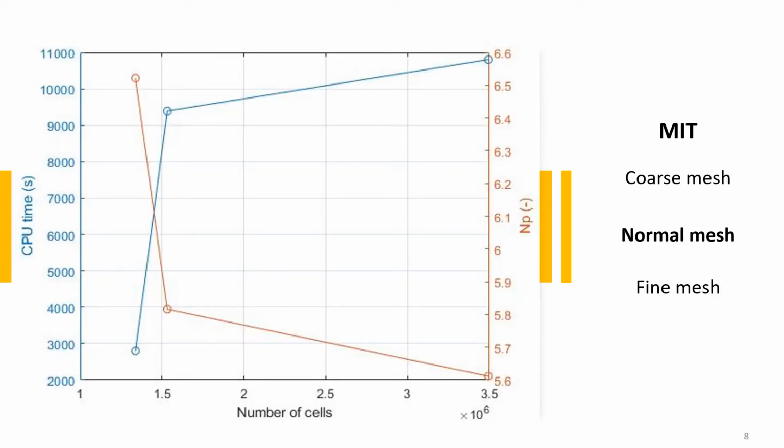In order to select the best mesh to use in the CFD simulation, the results of the MIT were evaluated. As shown in the figure, with a higher number of cells, the CPU time increases. But if we compare the power number between the normal and fine meshes, the results were very similar. However, there is a significant difference between the coarse and normal meshes. Therefore, in order to reduce the computational expense and the difference between results, the normal mesh was selected.